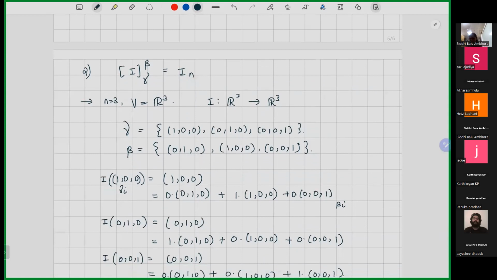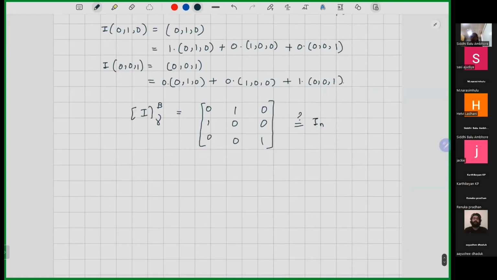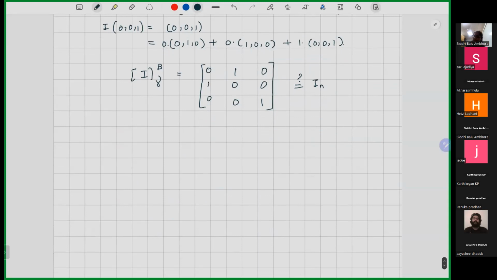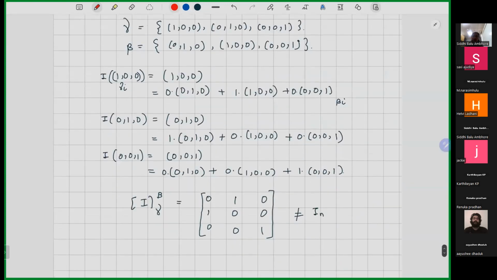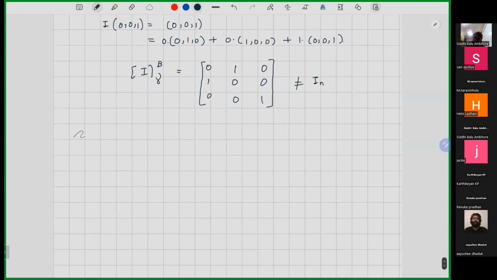We need not consider the bases as the same. Gamma could be, I can very well take beta to be this, (1,1,0) and so on, and in that case it will be a completely different matrix. We will see that in the next example. So this is not the identity matrix. So this statement is actually false: if we switch or change the basis, then it is not the identity matrix, even though our transformation is the identity transformation.